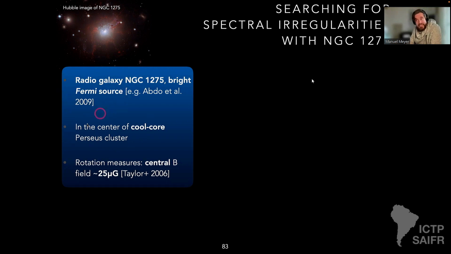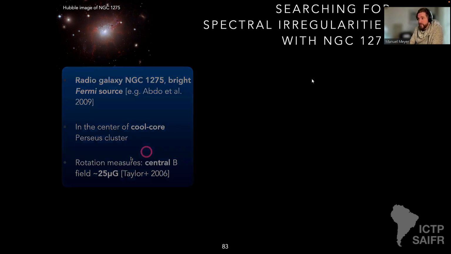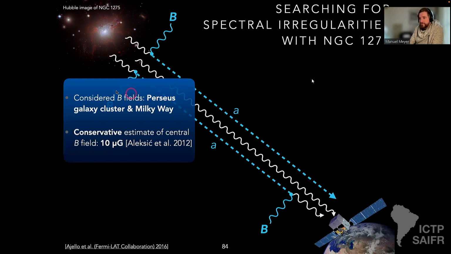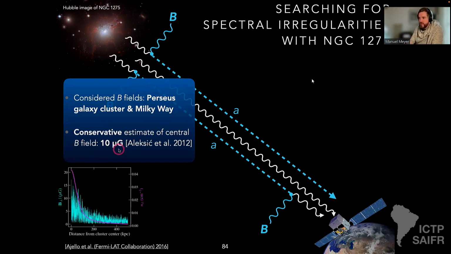And it nicely sits at the center of the Perseus cluster, where we have an idea about the magnetic fields in the center. They should be as high as 25 microgauss, so really large. So what does that mean? Now we have our Fermi satellite here. We observe some gamma rays, and we observe some oscillations here. So let's consider the magnetic field of the Perseus cluster and the Milky Way. And let's just use a conservative estimate of the central magnetic field of 10 microgauss.